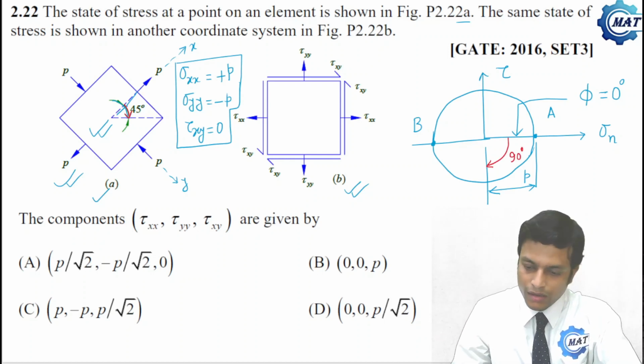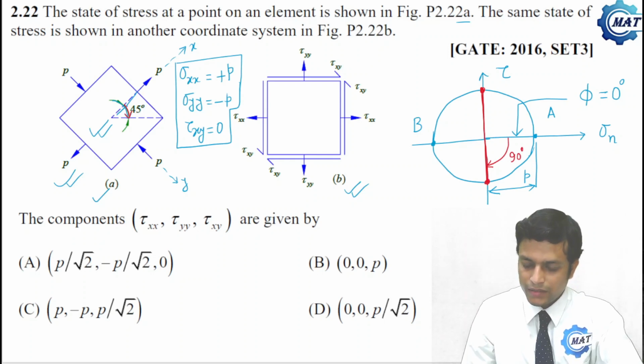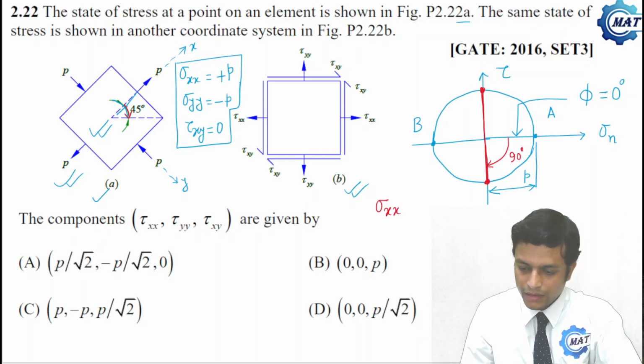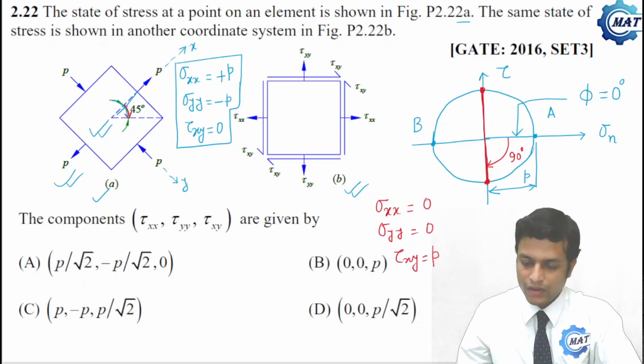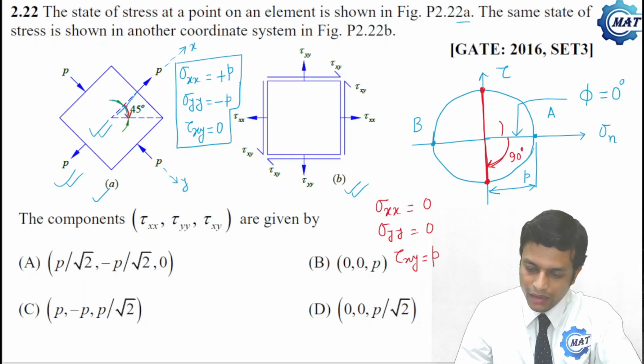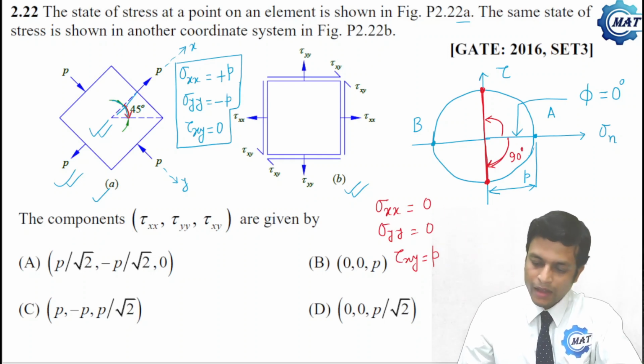So in the Mohr circle we get this plane, the red plane, and the state of stress on this plane is sigma xx is 0, sigma yy is also 0, and tau xy is p, or minus p. If it is rotated clockwise, then it is minus p. If we rotate it counterclockwise, we get positive. So p or minus p.